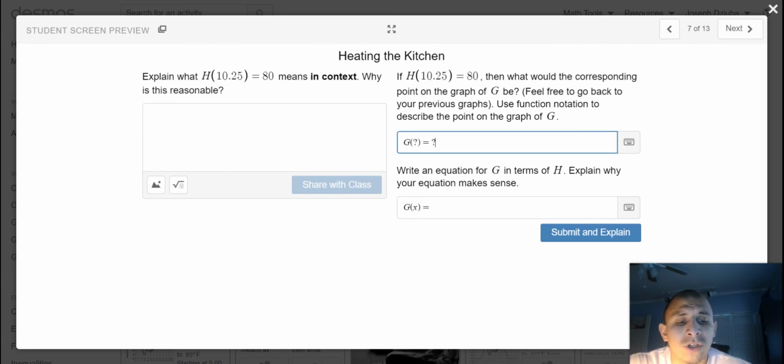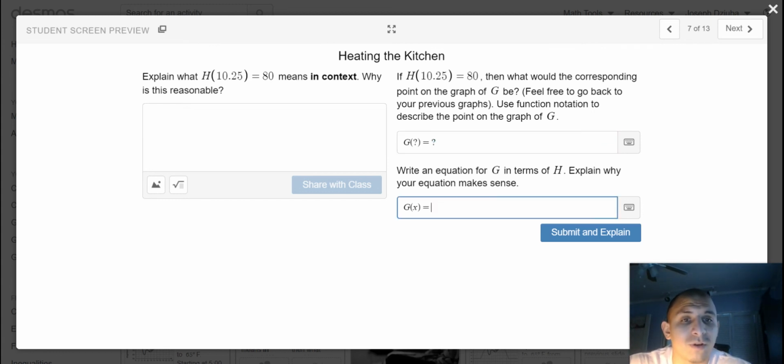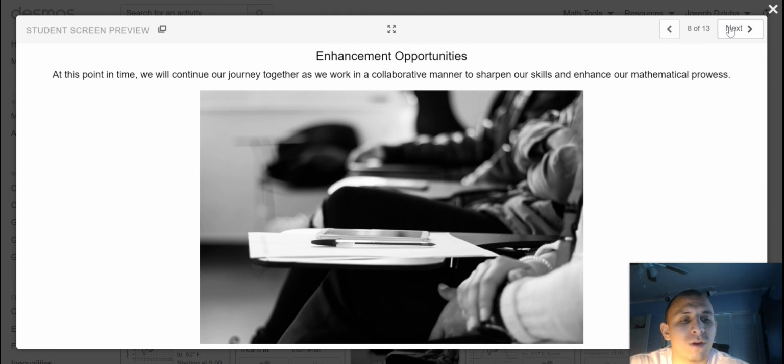So determine what these question marks should be, and then create an equation for g in terms of h. G of x equals, how can you manipulate the function of h so that it precisely aligns with the behavior that we are experiencing in g? And that's where we'll pause and pick up together in class. See you there.